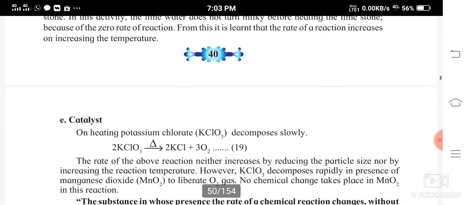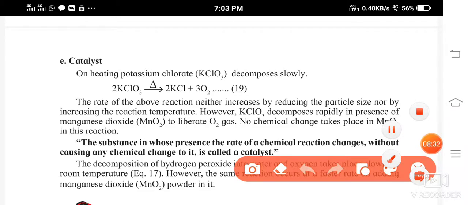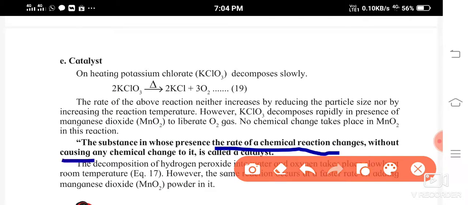Now, the next factor which is going to affect the rate of reaction is the catalyst. I've told you what a catalyst is. The substance in whose presence the rate of a chemical reaction changes without causing any chemical change to it is called a catalyst, isn't it? The rate of chemical reaction is going to speed up, taking place fast without causing any chemical change.